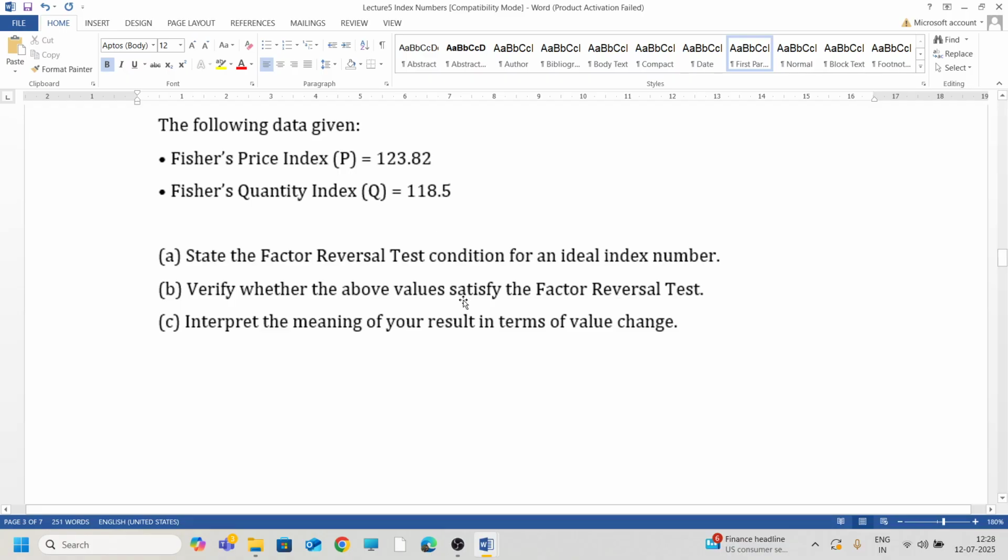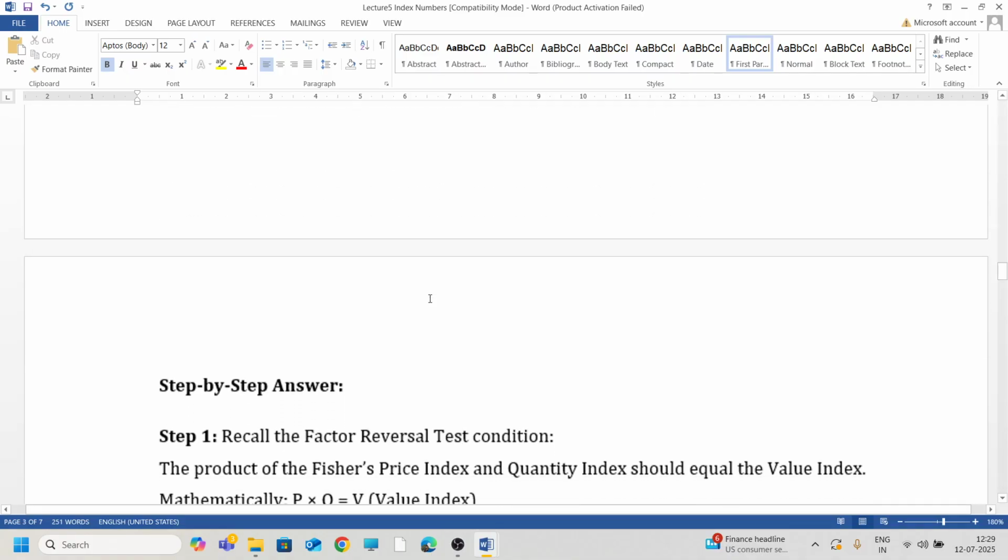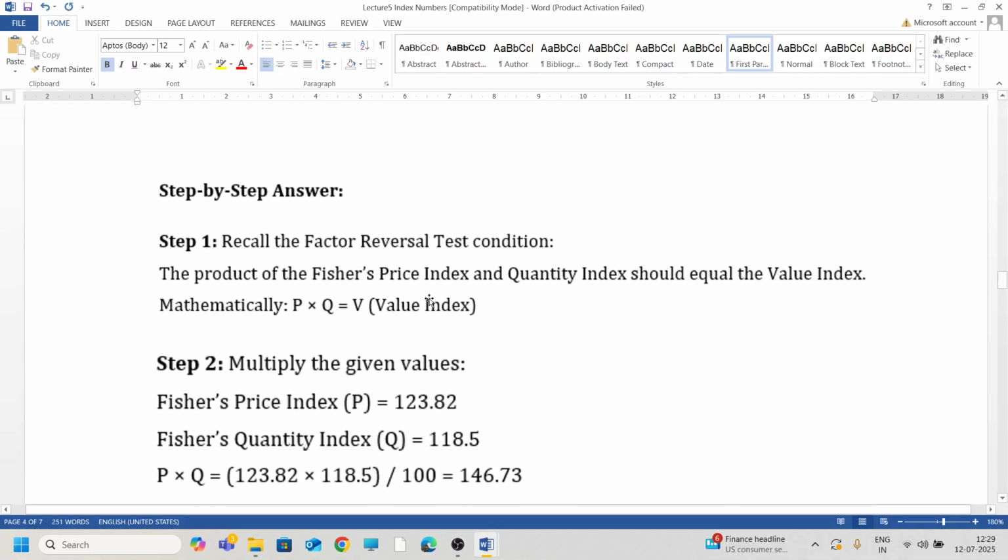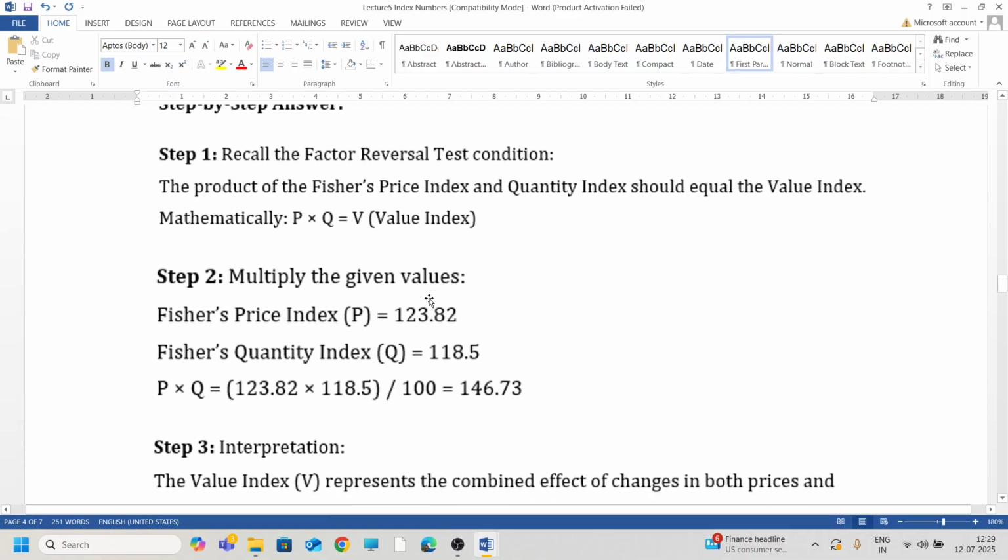We have three questions. First question, state the factor reversal test condition for an ideal index number. Second question, verify whether the above values satisfy the factor reversal test. Third question, interpret the meaning of your result in terms of value change. Step 1, recall the factor reversal test condition.